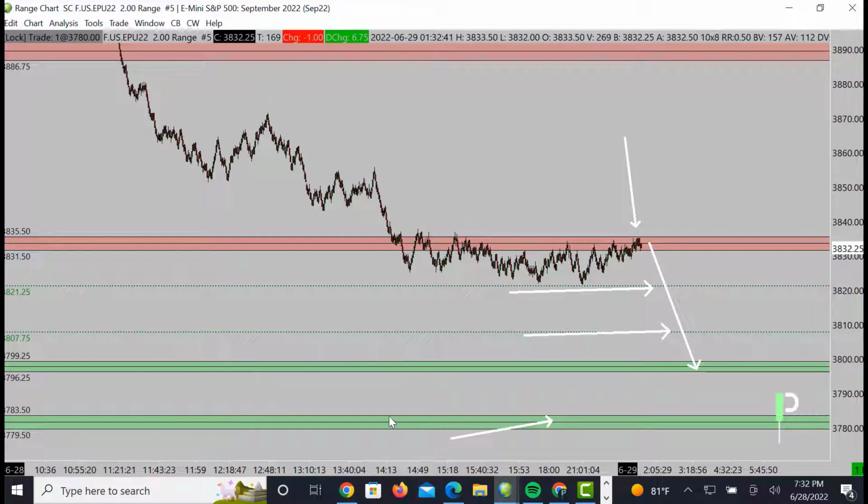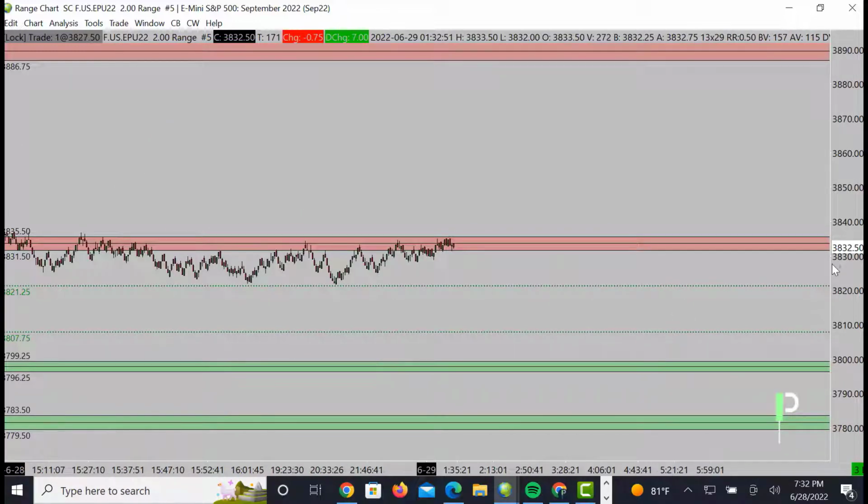So if we do get the bounces around some of these areas, these green zones especially, we're going to be looking for that long opportunity from there to fade it back up for a little bit. But that is pretty much it.